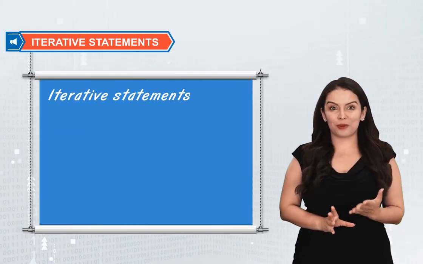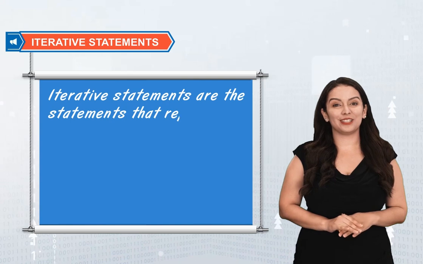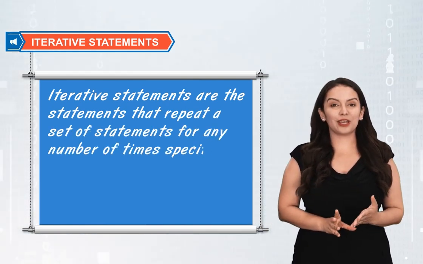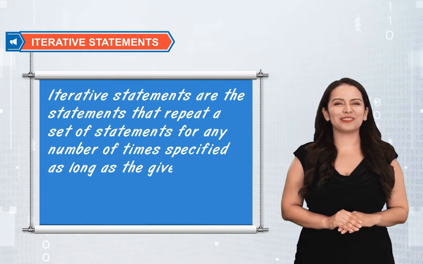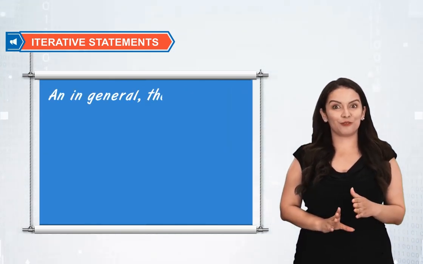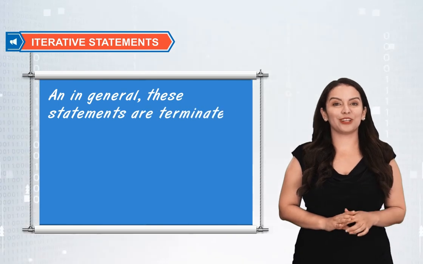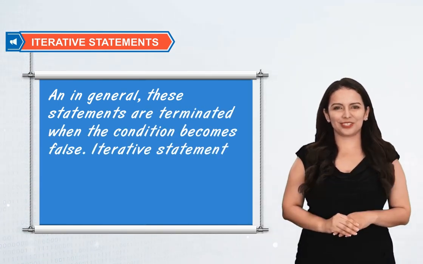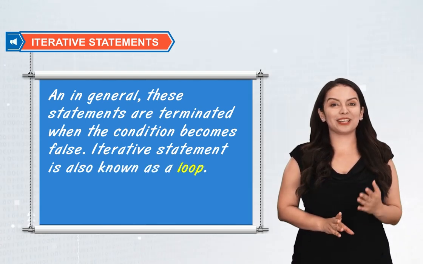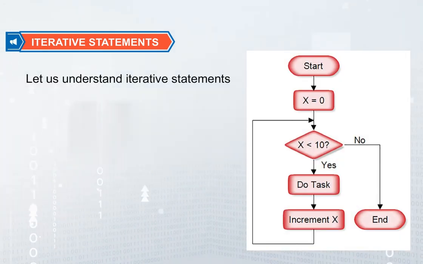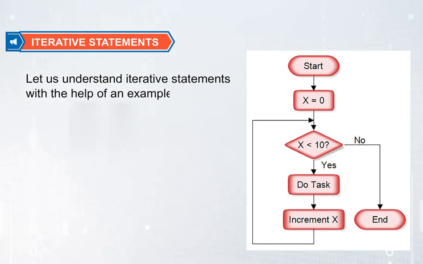Iterative statements. Iterative statements are the statements that repeat a set of statements for any number of times specified, as long as the given condition is true. In general, these statements are terminated when the condition becomes false. Iterative statement is also known as a loop. Let us understand iterative statements with the help of an example.